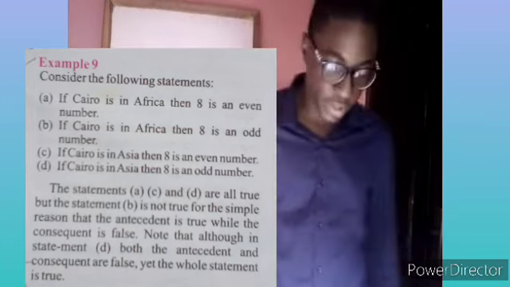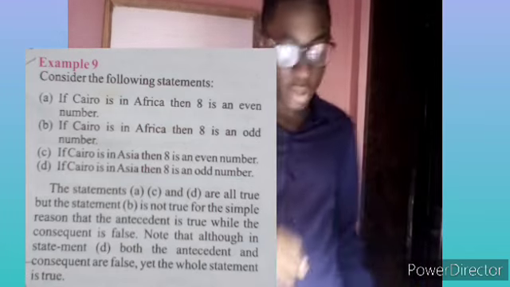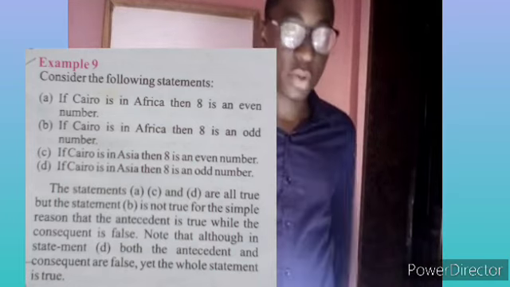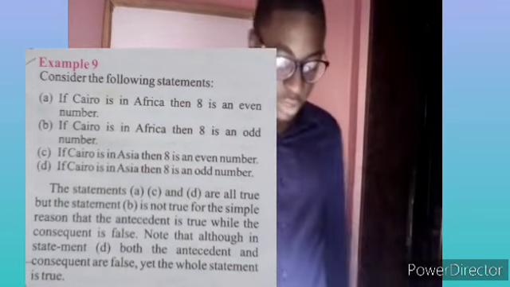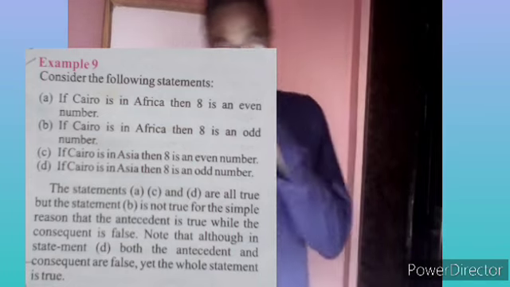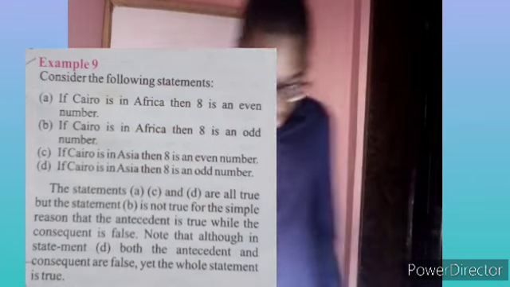And in the truth table, when your antecedent is true and your consequence is true, then your statement is true overall. When your antecedent is true and your consequence is false, then your statement is false overall. When your antecedent is false and your consequence is true, your statement is true overall. And when both are false, the statement is also true.